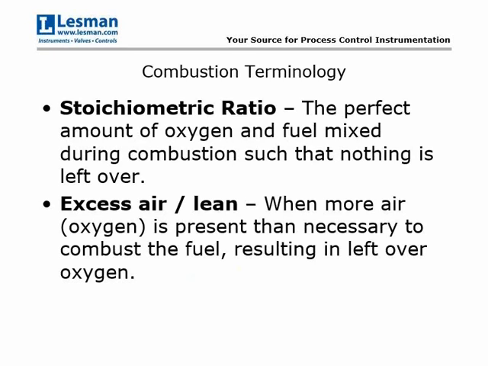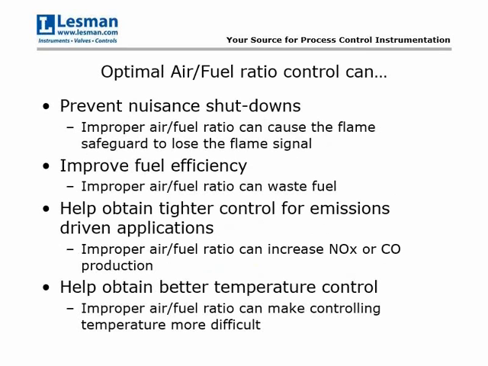Again, having the optimal air-fuel ratio can do a number of things for you. It'll prevent nuisance shutdowns. If we have a burner that's running too rich or too lean, the flame detection device could give you a weak or no signal. This will result, of course, in shutting down, requiring you to repurge and light off your system again. So obviously we want to make sure that we have the proper air-fuel ratio so that we can prevent these shutdowns.